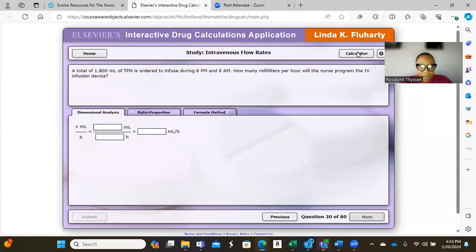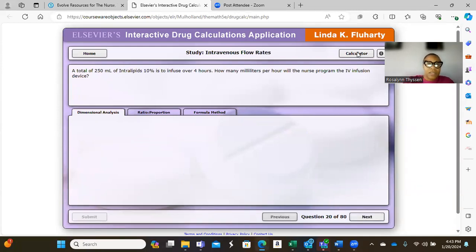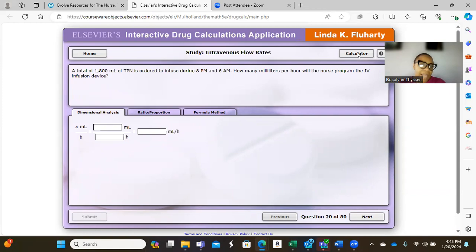Those are all kind of the same. Oh, yes, look at this one. All right. We have a total of 1,800 mils of TPN ordered to infuse from 8 p.m. to 6 a.m. How many mils per hour will the nurse program the IV infusion device?